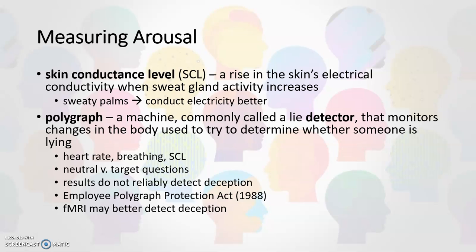It also looks at your heart rate, your breathing, your SCL. There are neutral questions that are kind of just like, do you like birds? Versus targeted questions that ask more specific details. However, an fMRI can detect deception better, which is kind of interesting. But, you know, a lot of people still do polygraph tests.